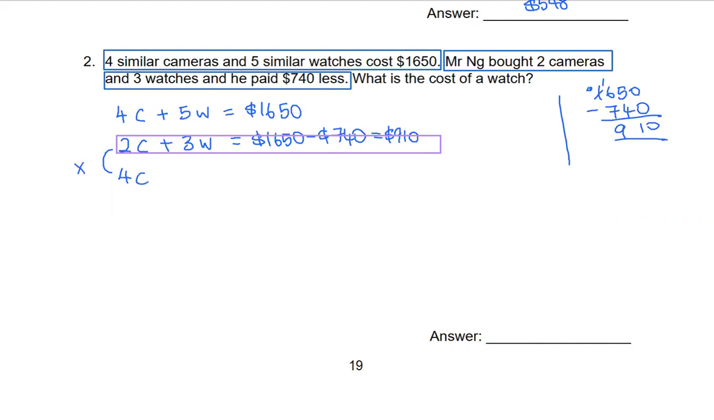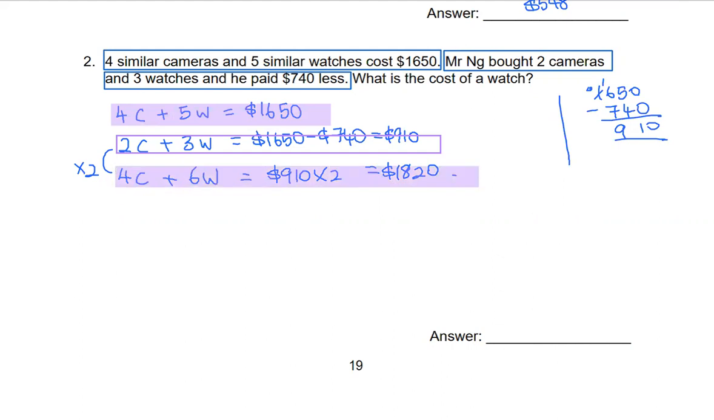So if 2 cameras and 3 watches cost $910, do you agree that 4 cameras is 2 sets of that? If I buy 2 sets of this, I'll get 4 cameras and 6 watches. If I were to buy 4 cameras and 6 watches, 2 sets of that, I have to pay $910 times 2, which will be 1,820. This is interesting now, because if 4 cameras and 5 watches is 1650, 4 cameras and 6 watches is 1820. The number of cameras is now the same.